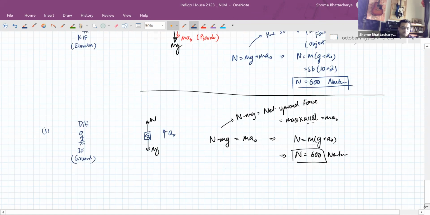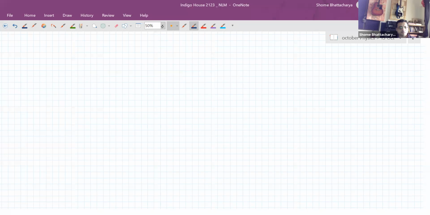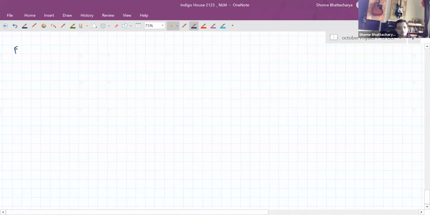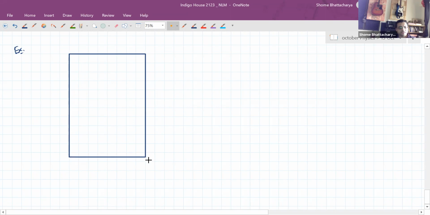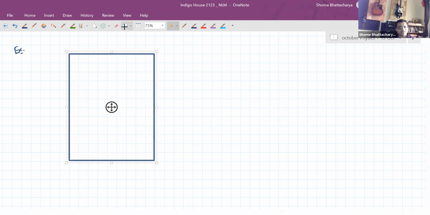Okay, now let's start looking at situations which are a little bit more interesting. So just like this example we saw of the elevator with an upward acceleration, next we will see that inside our elevator we have kept a two-mass system.